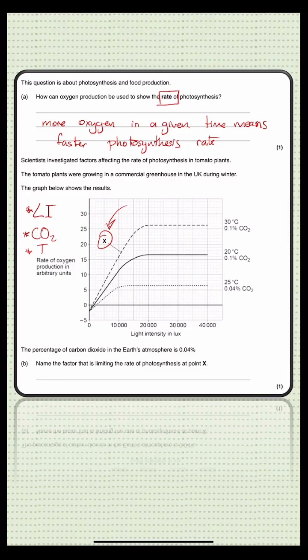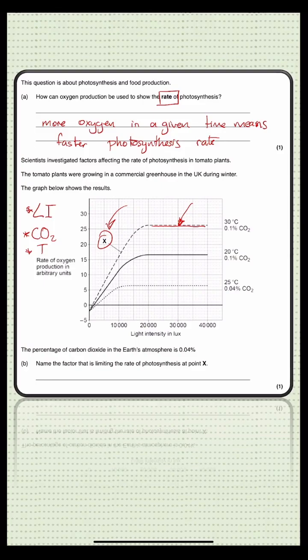What could increase it? So we got people saying light and temperature. There's one we can definitely say. It has to be, look at it, it's not maximum. It's not at a maximum here. That's the plateau. It hasn't reached the plateau.